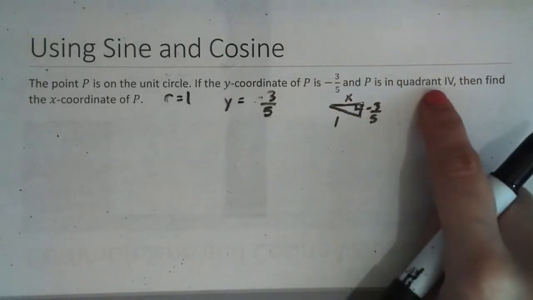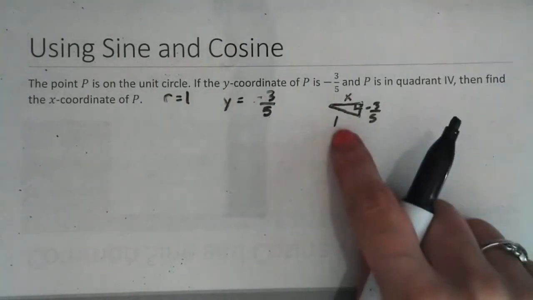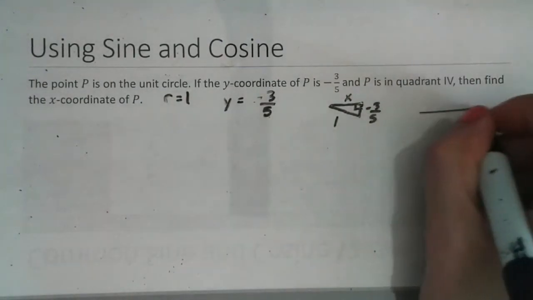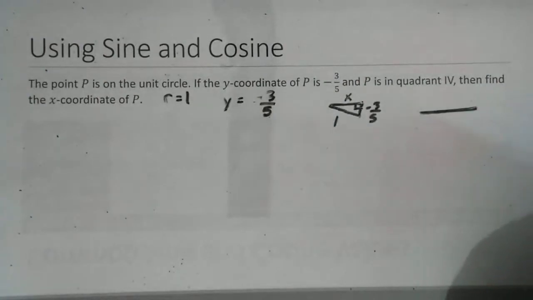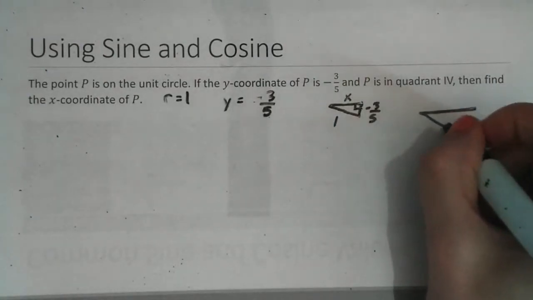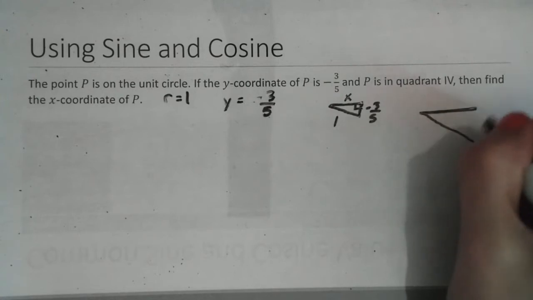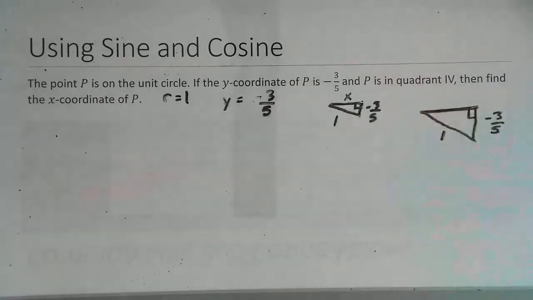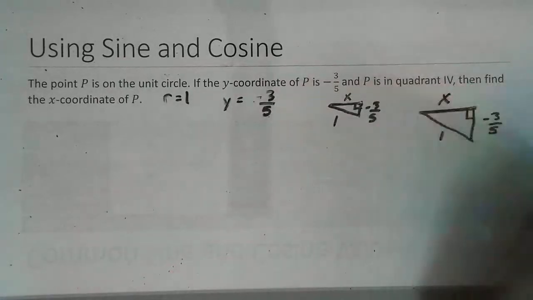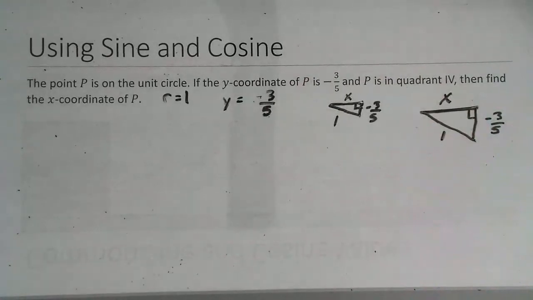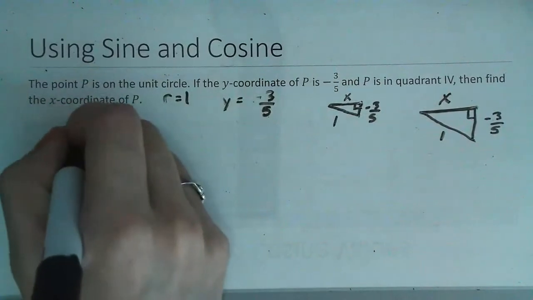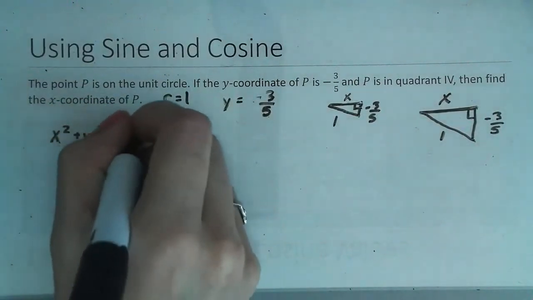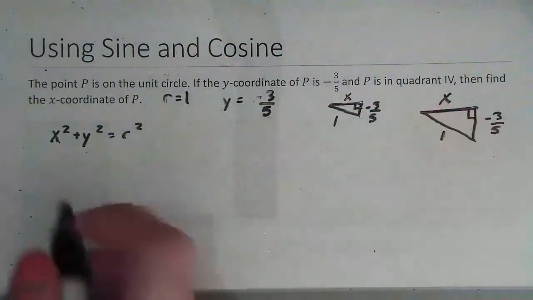Notice that it says that we're in quadrant 4. That's why I built it this way, so that if that's our starting side, then in quadrant 4, we're going to be moving down here into the bottom right-hand corner. That's how we know that this is our y side, because we're going down 3/5, and this is our radius of 1. So we're trying to find the x-coordinate. Well, that's a right triangle, so we can use the Pythagorean theorem. In this case, it'll be x squared plus y squared equals r squared, just based on the triangle.